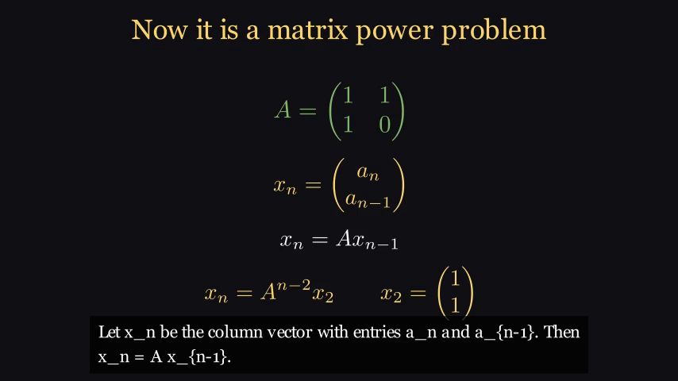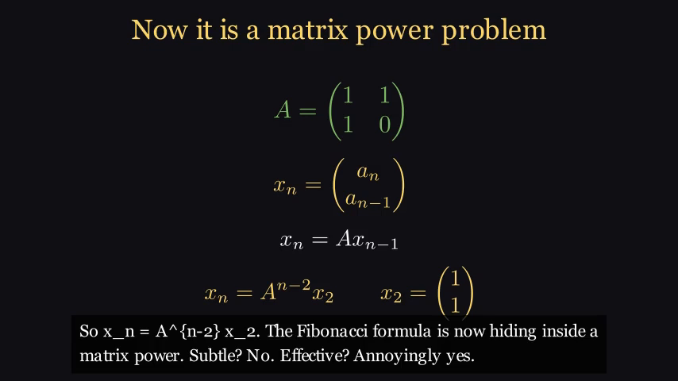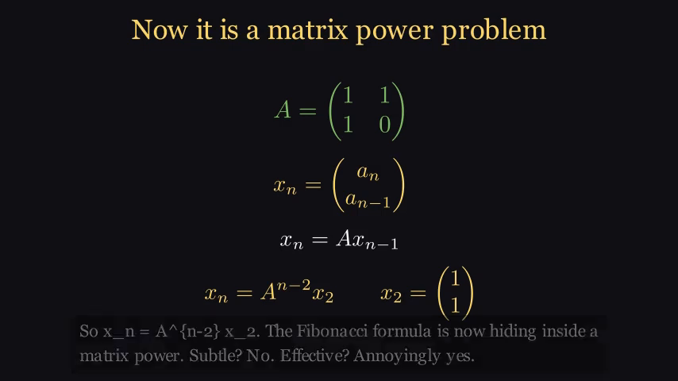Let xn be the column vector with entries an and an minus 1. Then xn equals A times xn minus 1. So xn equals A to the n minus 2 times x2. The Fibonacci formula is now hiding inside a matrix power. Subtle? No. Effective? Annoyingly, yes.